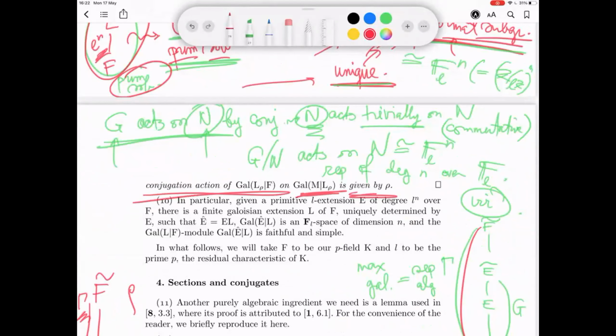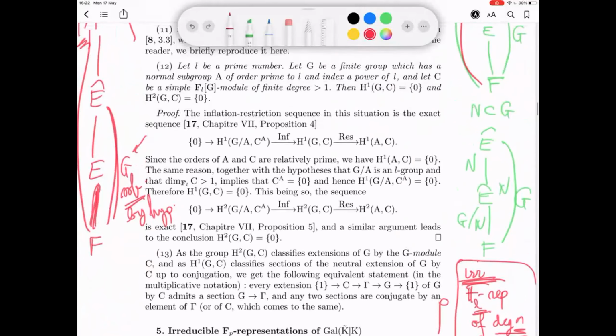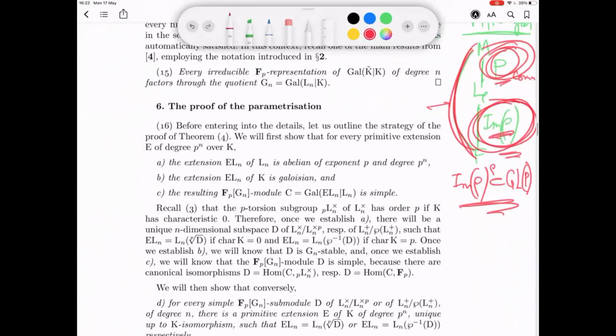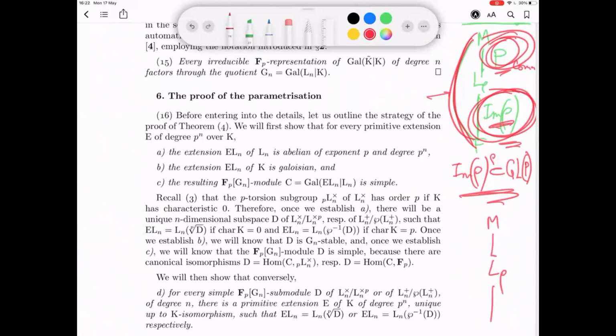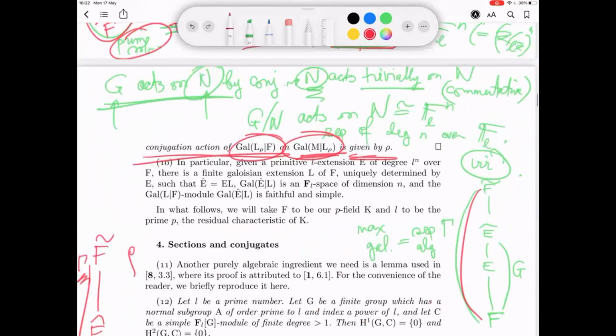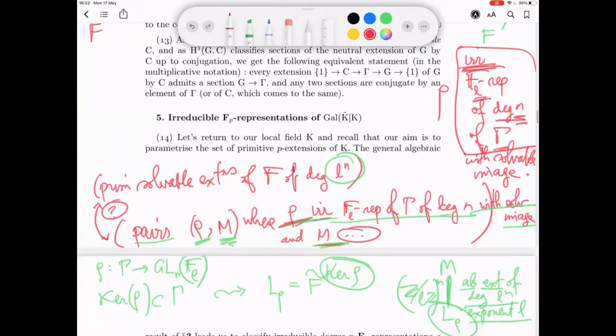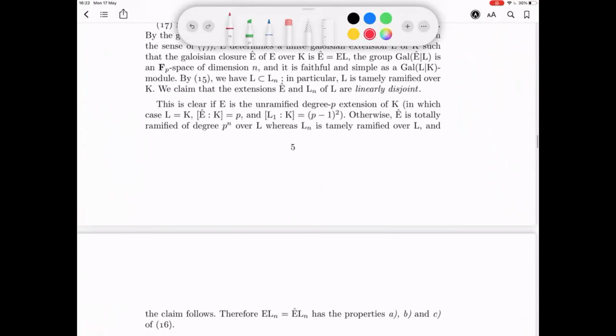Rho already is an action of this on this. So the requirement is that the conjugation action coming from the short exact sequence corresponding to this tower of extensions, the tower M, L rho, F, that conjugation action should be equal to the action which is given to you. Now, this is what we have already done.